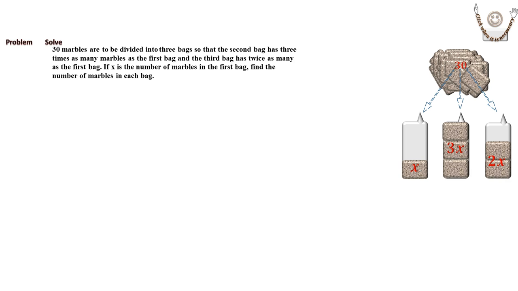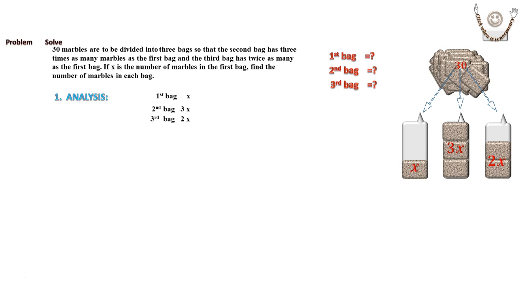30 marbles are to be divided into 3 bags, so that the second bag has 3 times as many marbles as the first bag, and the third bag has twice as many as the first bag. If x is the number of marbles in the first bag, find the number of marbles in each bag. So we are looking for the number of marbles in the first bag, second bag, and third bag.